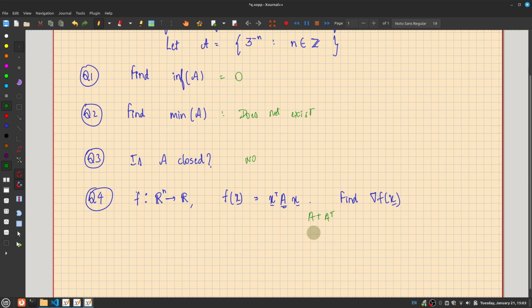Yeah. Why not 9? It has to be the infimum, right? The infimum is the greatest lower bound. So it's 0. Right? Okay.